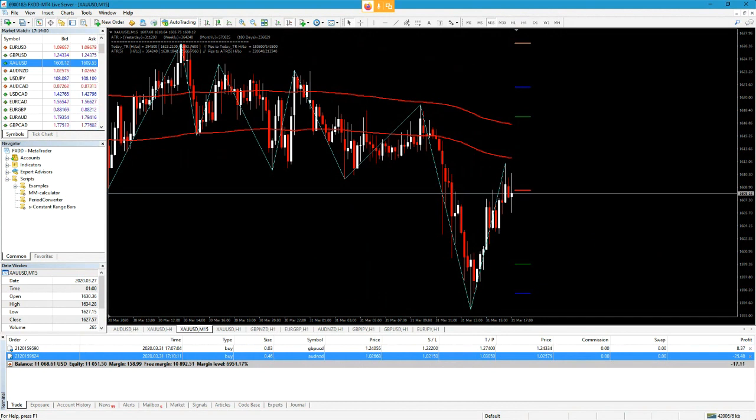GBP dollar going up as I presumed. I already made profits today with my group and my account on the GBP dollar. I hope that it will be the same for these trades here. I don't see any further questions, so I guess everything is clear.